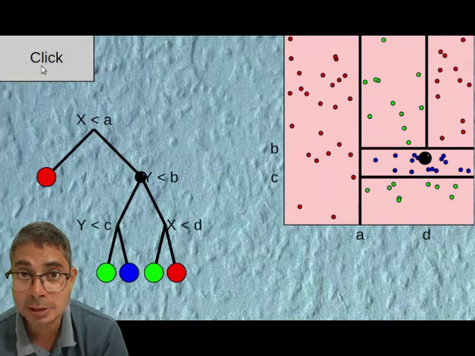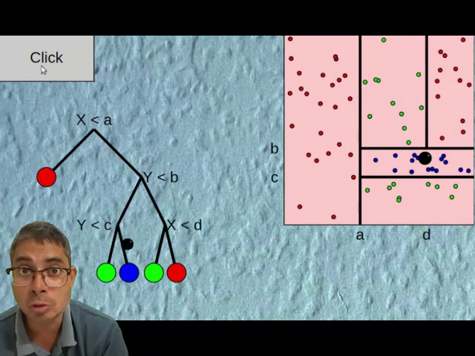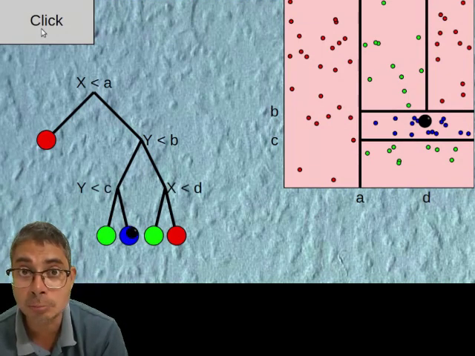That takes us to the question, is y less than b? The answer now is yes. So we take the left branch. That leads us to the next question, is y less than c? Here the answer for our case is no. So we come to a leaf node labeled with the blue color. That is, we conclude that this new case must be a blue case.